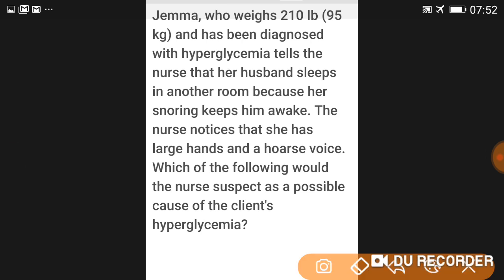Gemma, whose weight is 210 lbs, 95 kg, overweight, obese, diagnosed with hyperglycemia, tells the nurse that her husband sleeps in another room because her snoring keeps him awake. The nurse notices that she has large hands, deepening of voice, we can say hoarseness of voice. Which of the following would the nurse suspect as a possible cause of the client's hyperglycemia? That is hyperglycemia, not hypo.